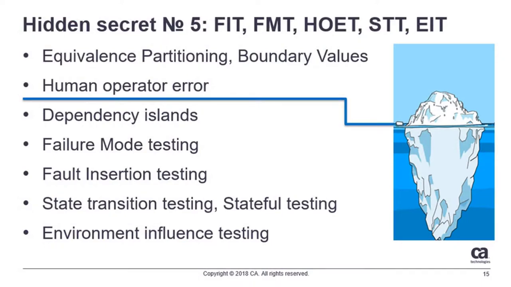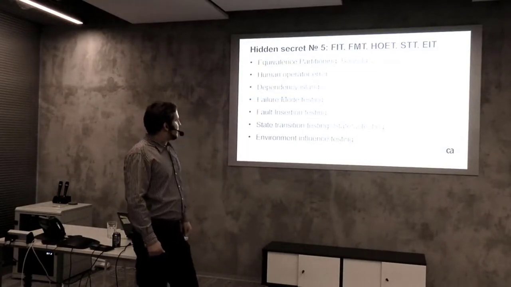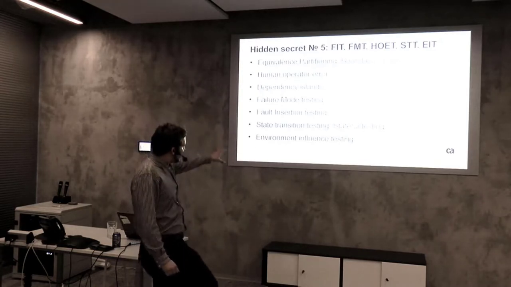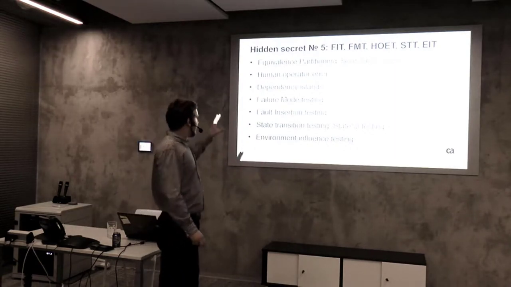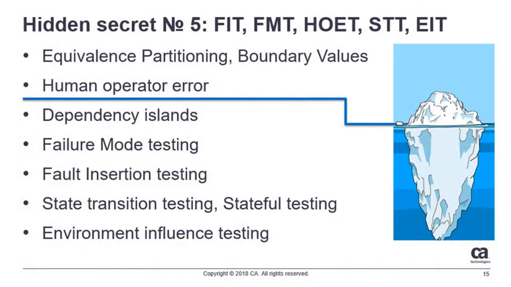There we go again with my favorite iceberg picture. If you are new to quality assurance and you got some initial training, you hopefully know equivalence partitioning and boundary value analysis. I've mentioned these terms several times today, so maybe you got a glimpse. They also should know that they need to test for human operator error or expect insane user tests. But these are some advanced things which are not typically taught to newcomers to QA, but they are very important. Fault insertion testing I already talked about. Failure mode testing means testing how the program fails when it fails. So these are also taught about.